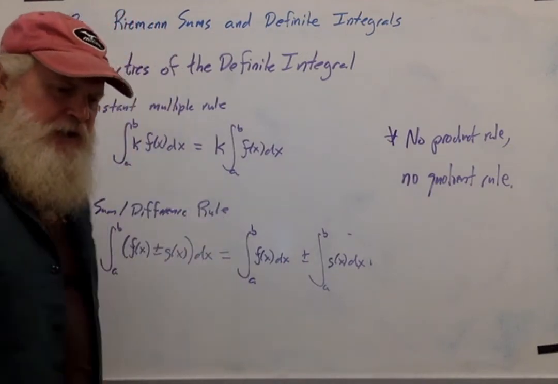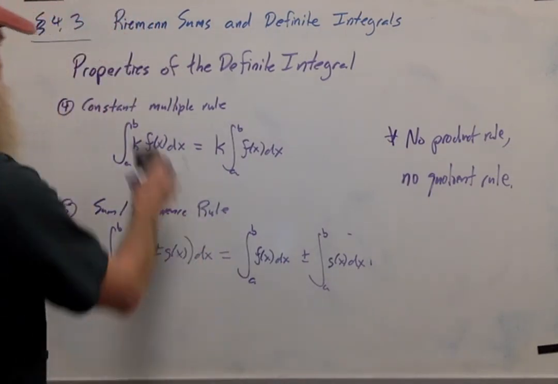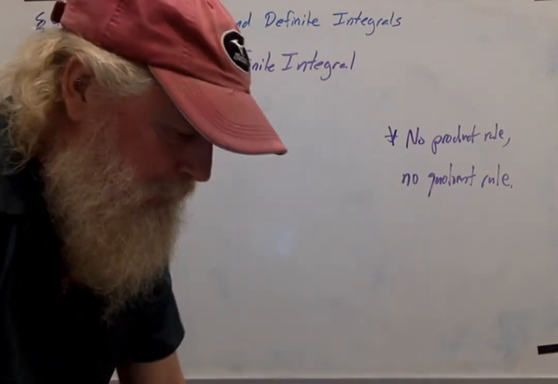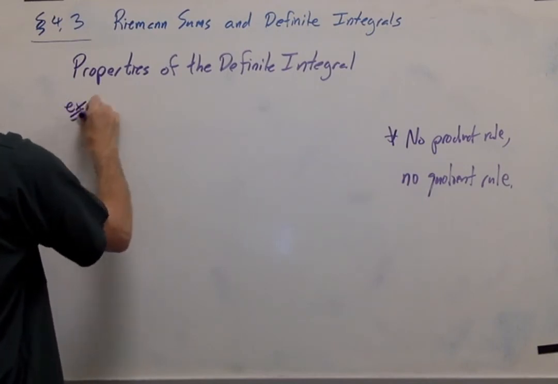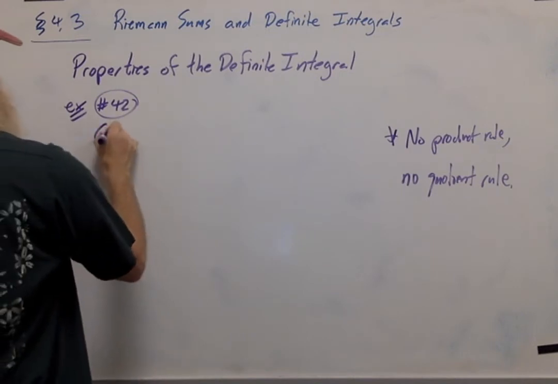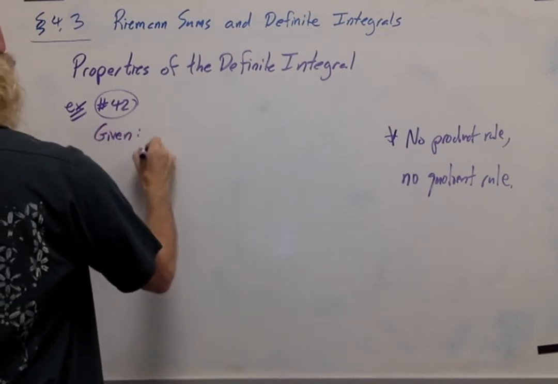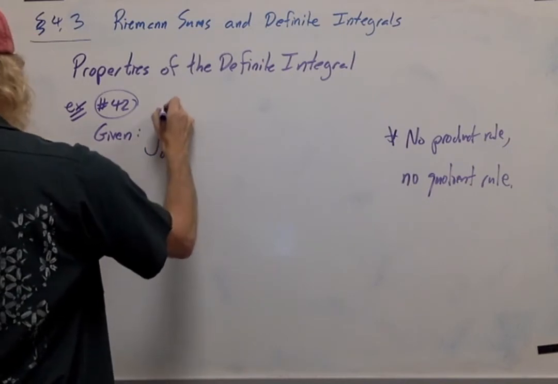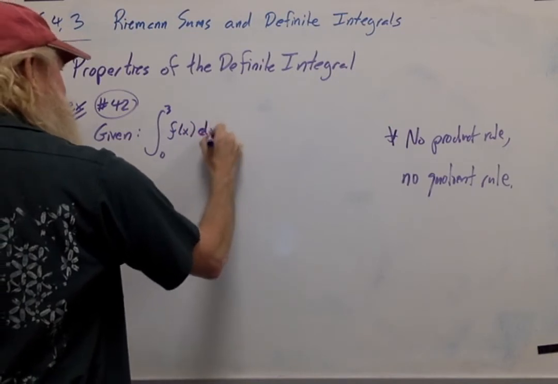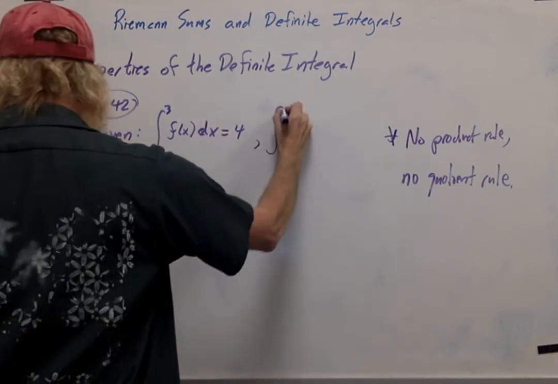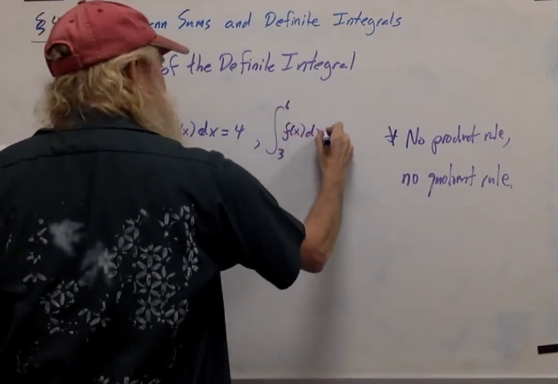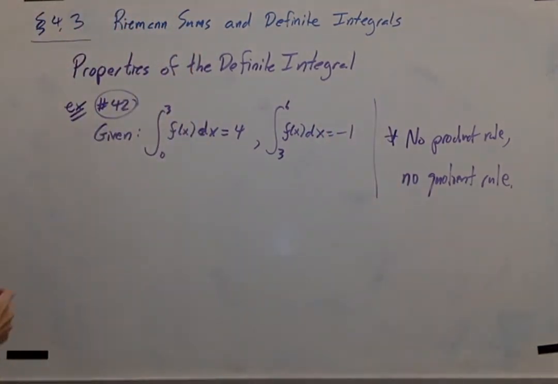So let's wrap up this video with an example from the book. This is problem number 42. Here they give you two pieces of information. They tell you that the integral from 0 to 3 of f of x is equal to 4, and the integral from 3 to 6 of f of x is -1.